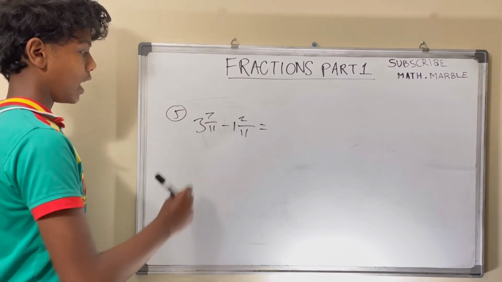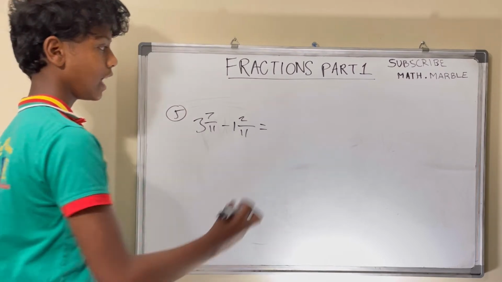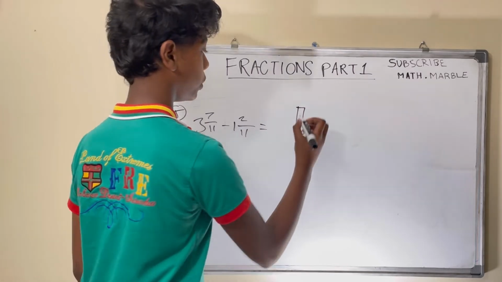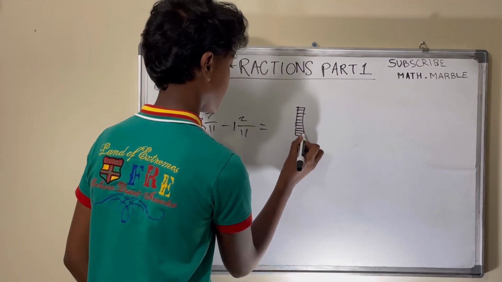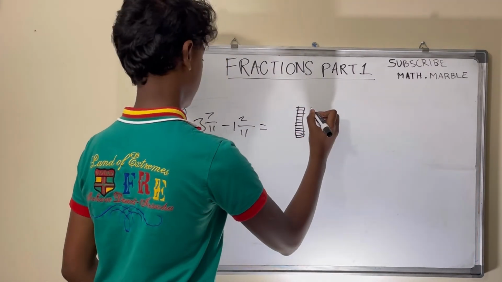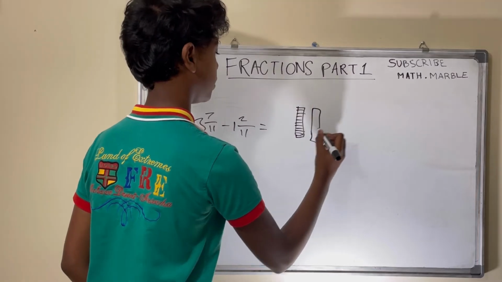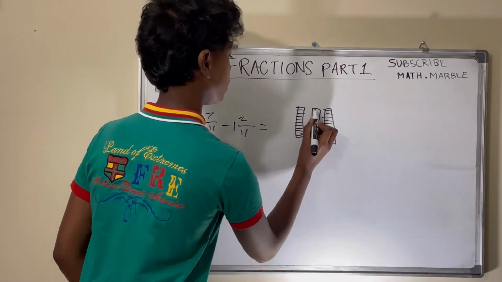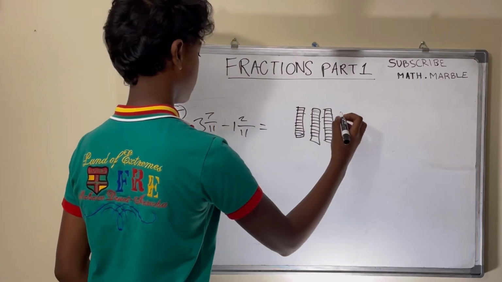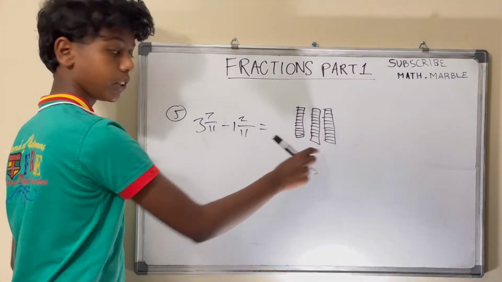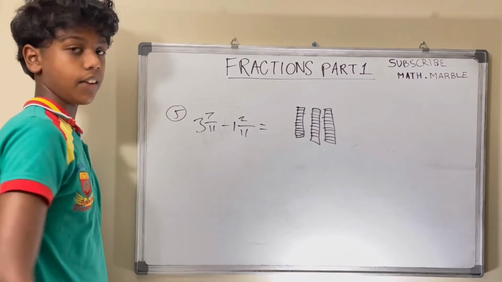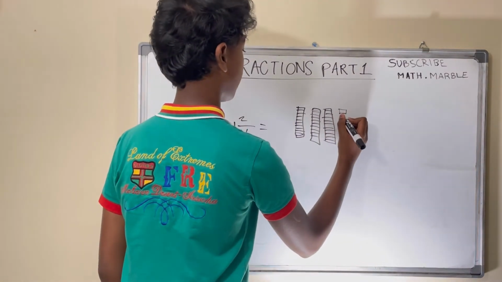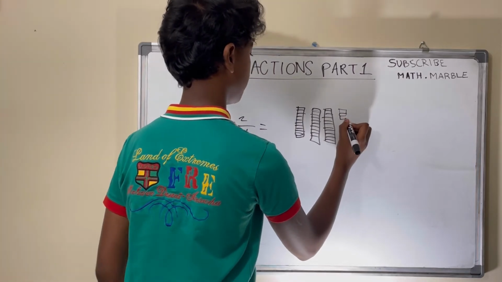So I have 3 and 7 elevenths. I bought 3 chocolate bars, each with 11 pieces. And I bought 3 of those, so I'm going to make 3 bars in the same size. 10, 11. And now I have 3 chocolate bars and 7 elevenths of a chocolate bar. So 7 more pieces are added to those 11-piece chocolate bars.